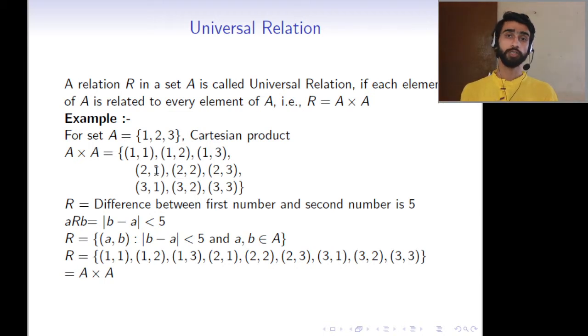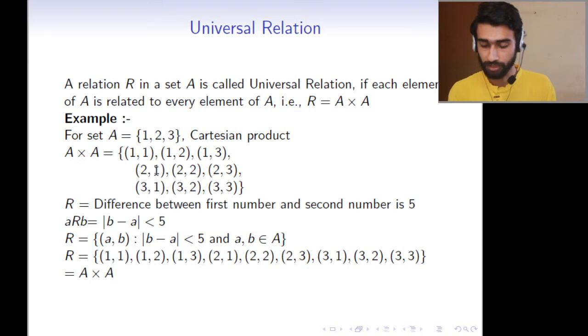So all pairs of my Cartesian product are satisfying the relation which is saying that the difference must be less than 5. The difference must be less than 5. It can be any number less than 5. And all pairs of Cartesian product are satisfying that. So that's why I included all the pairs of Cartesian product in my relation. That's why this is universal relation.